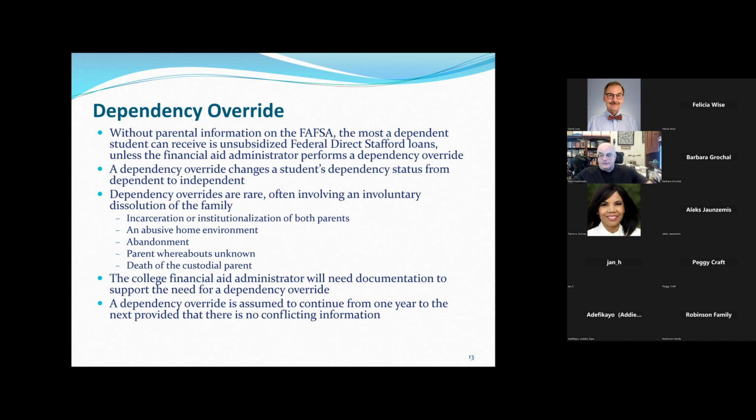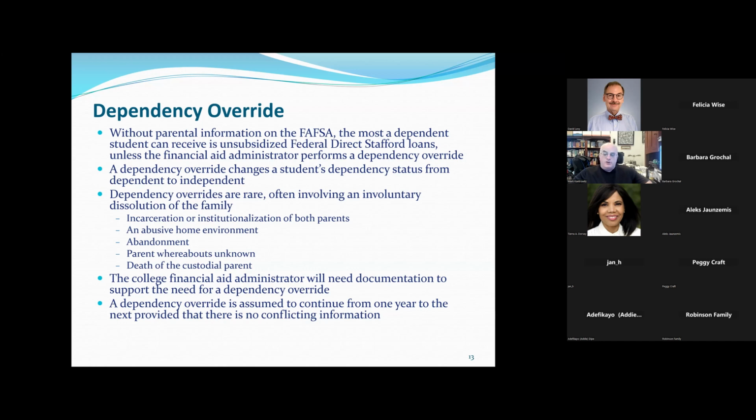Now, a dependency override can change a student's dependency status from dependent to independent, but not from independent to dependent. Independent students are not required to provide parent income, asset, and demographic information on the FAFSA. The student cannot simply declare themselves independent if they don't satisfy any of the requirements to be automatically considered an independent student. Now, dependency overrides are for extreme situations which involve an involuntary dissolution of the family, often where it is unsafe for the student to have contact with their parents.